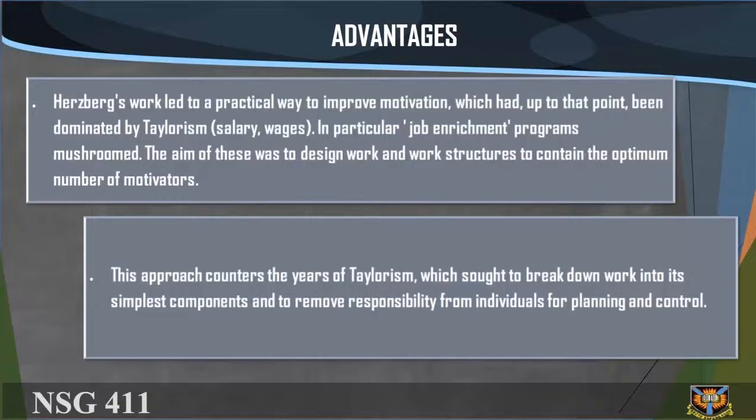Advantages. Herzberg's work led to a practical way to improve motivation, which had, up to that point, been dominated by Taylorism, salary, wages. In particular, job enrichment programs mushroomed. The aim of this was to design work and work structures to contain the optimum number of motivators. This approach counters the years of Taylorism, which sought to break down work into its simplest components and to remove responsibility from individuals for planning and control.